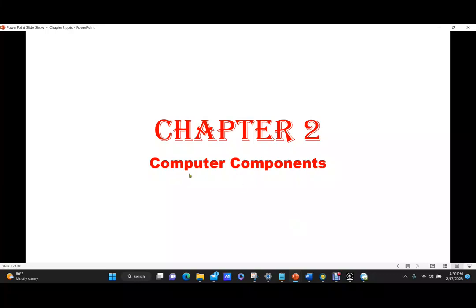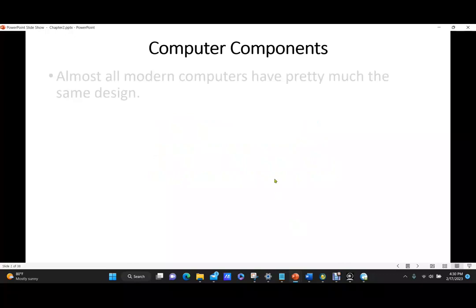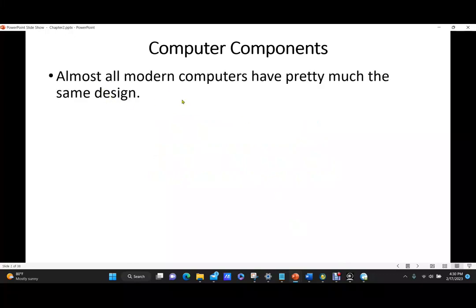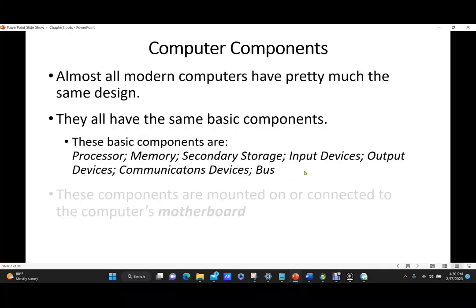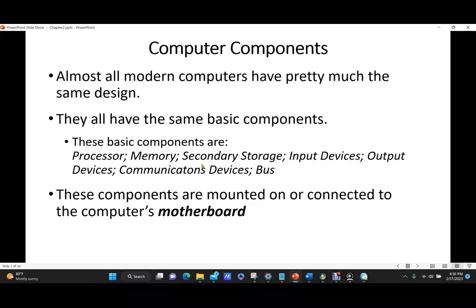Chapter 2, Computer Components. Almost all modern computers have the same basic design. They're made up of the same kinds of components. They all have a processor, memory, secondary storage, input devices, output devices, communication devices, and a bus. And all of these components are mounted on or connected to the computer's motherboard.